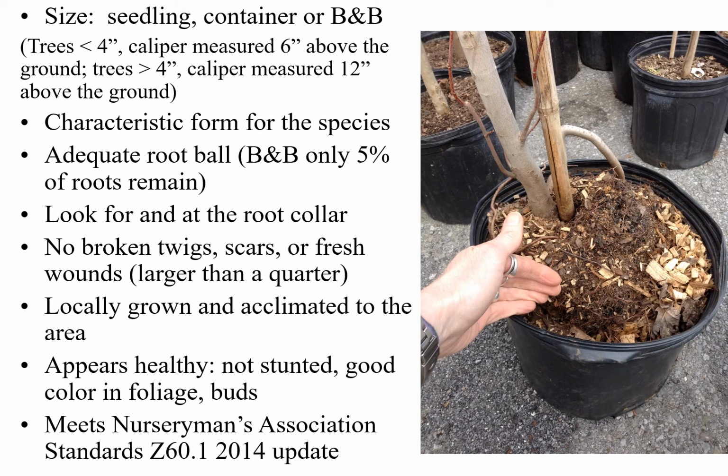For nursery stock that's less than 4 inches, the caliper is measured on the trunk at 6 inches above the ground. For nursery stock greater than 4 inches, caliper is measured at 12 inches above the ground. Before you accept any planting stock, the soil level at the top of the root ball or container should be examined in order to determine if the root collar is at the proper level. You can see in this photograph that the root flare is below the soil line in this pot.